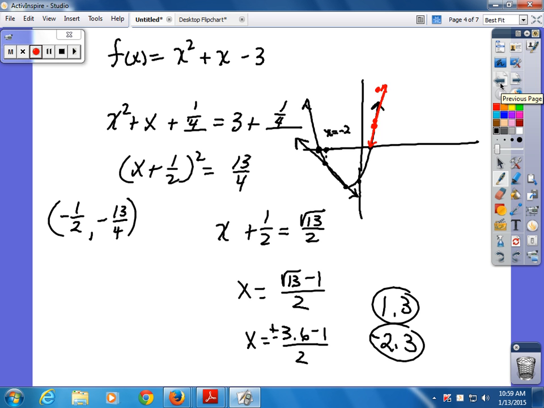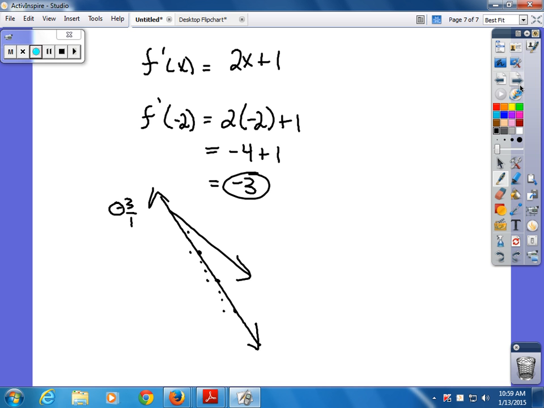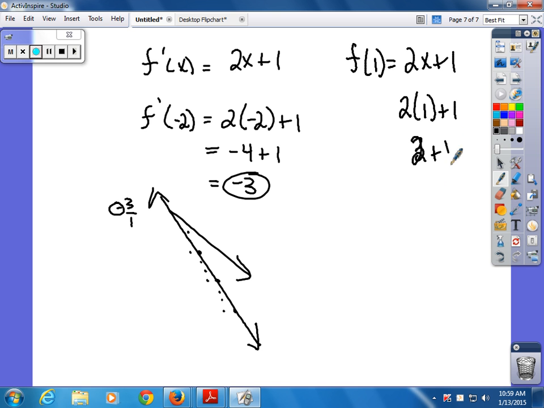Well, why don't we do the one over here at 1? At 1, okay. I guess that would be the one right there. At 1, x is equal to 1. Let's see what happens. f prime of 1 is equal to 2x plus 1, 2 times 1 plus 1, 2 plus 1. So the slope at that point is 3.